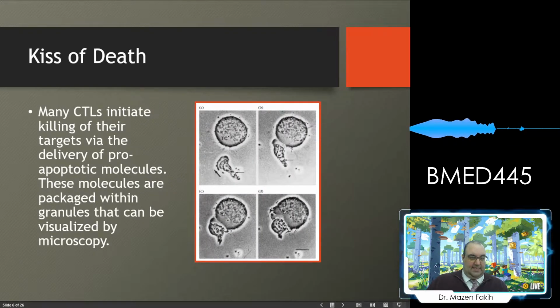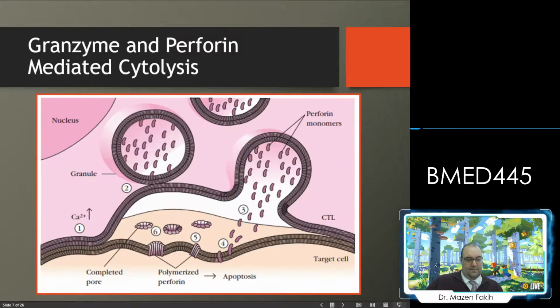معظم السيتوتوكسيك T lymphocytes بيشتغلوا by delivering الapoptotic molecules، وهول بيكونوا عادة بقلب granules. فينا نشوفهم هون بالmicroscopy. This is an electron micrograph in which we see the cytotoxic T cell يلي هي هيدي المدورة بتلزق بخلية and it starts releasing the granules to destroy completely the cell. And this is the way it works يلي هي اسمها granzyme and perforin mediated cytolysis.